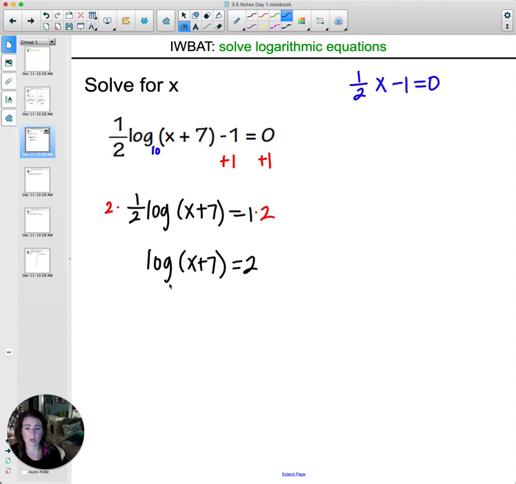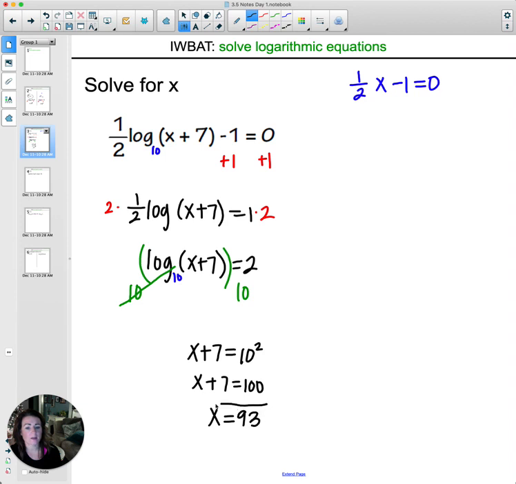Again, if you remember how to write it in exponential form, you're welcome to go straight to that. Okay, otherwise you're going to exponentiate both sides. So put a 10 below each side, pushing those up into the exponent. So then the base 10 and the log base 10 will cancel. So you're left with x plus 7 equals 10 squared, or 100. So then you can subtract 7 from both sides and get 93.